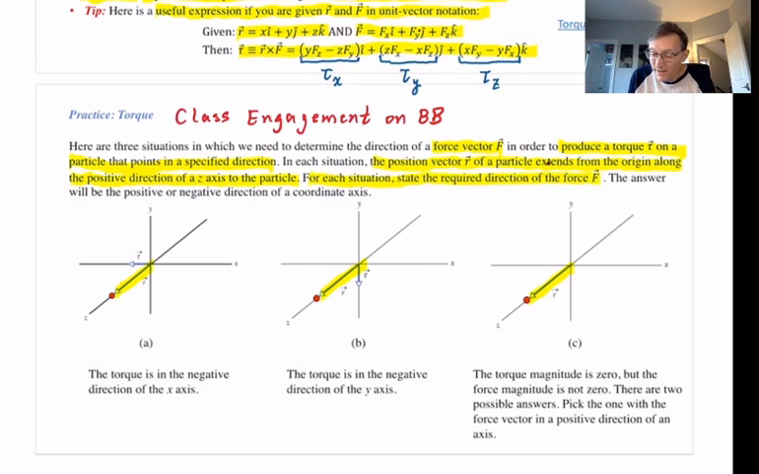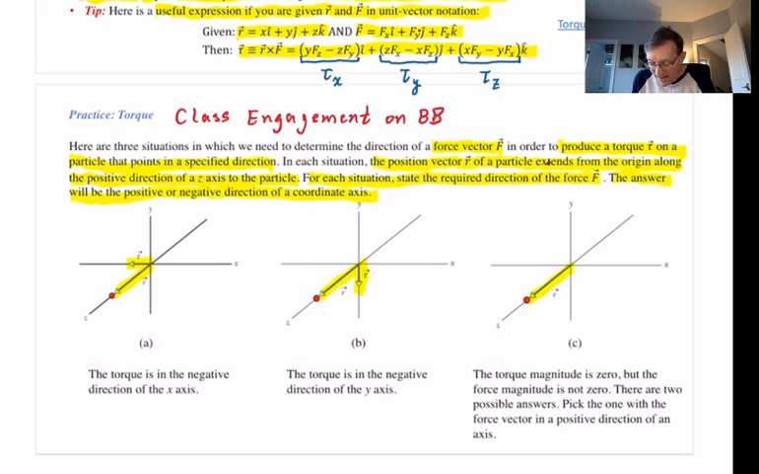Now the torque is drawn in each picture. There's the tau in the first picture. Notice it points in negative x. There's the tau in the second picture. It points in negative y. And we'll mention the third case in a minute. So in each case, we have to tell you what direction the force points in. The answer for the force will be the positive or the negative direction of a coordinate axis. So I'm telling you that. The force will be either plus x or minus x direction, plus y or minus y, plus z or minus z in each case. All right, you have to tell me what's the direction of the F.